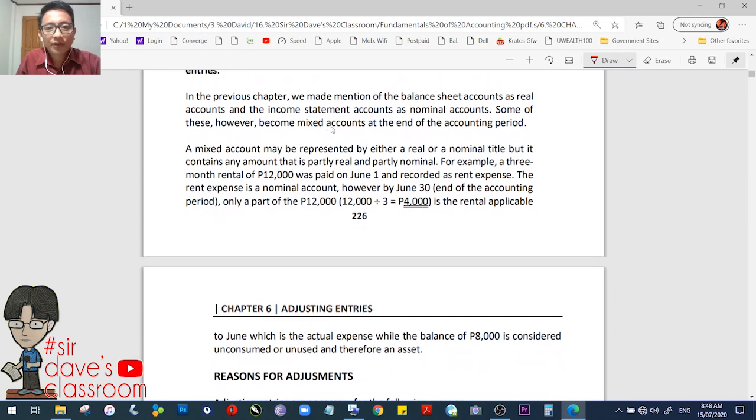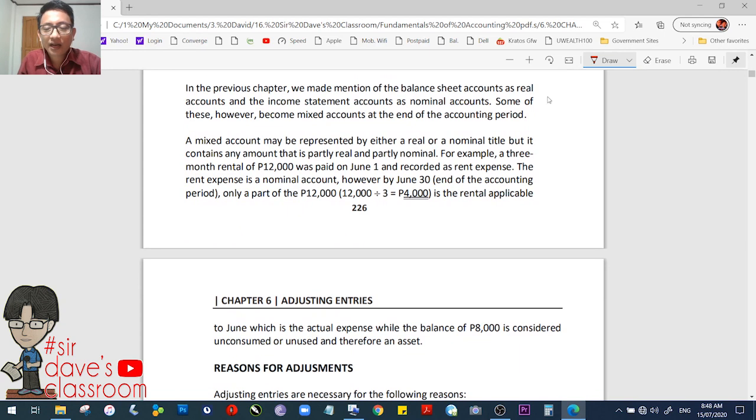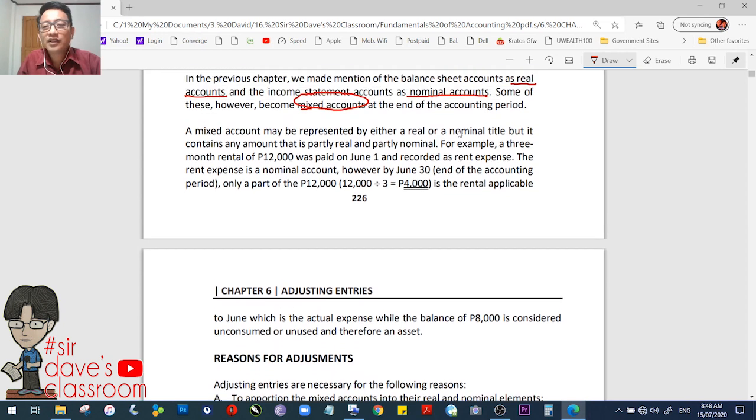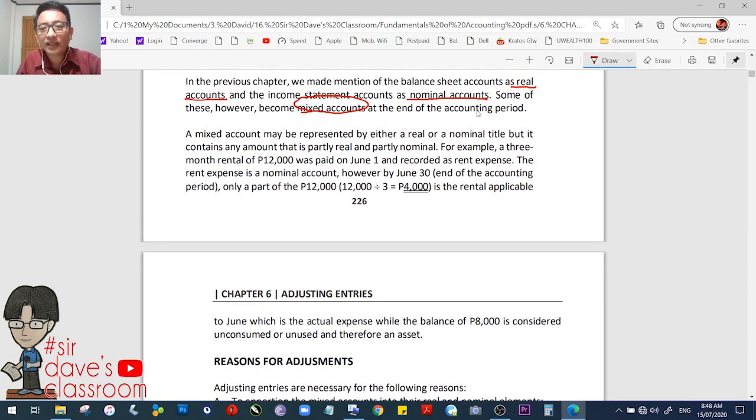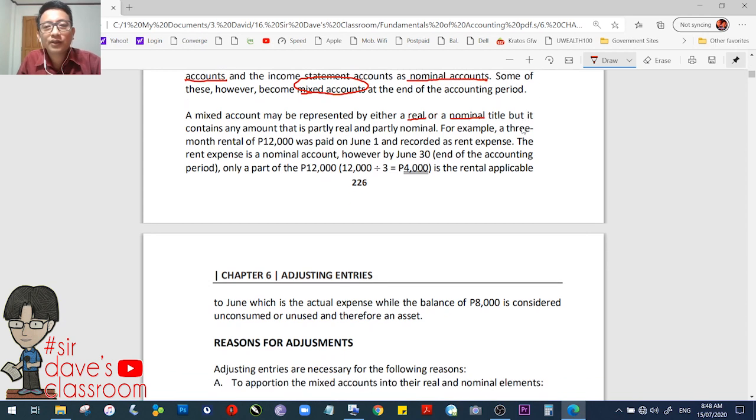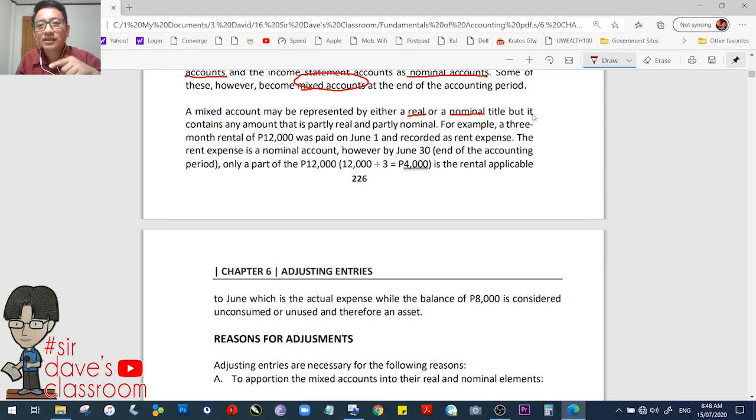In the previous chapter, we made mention of the balance sheet accounts. We called them real accounts. The income statement accounts, we call them nominal accounts. Some of these, however, become mixed accounts. Pag sinabi nating mixed account, it is an account title that contains a real component and a nominal component. Ibig sabihin nun, magkahalo siya dun sa iisang amount dun sa account title na yon.